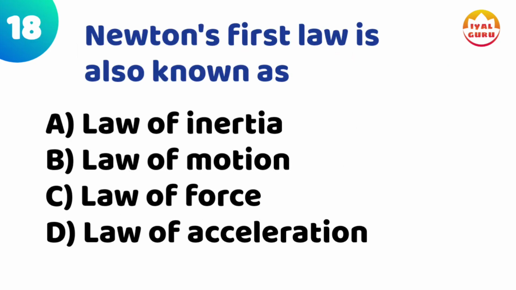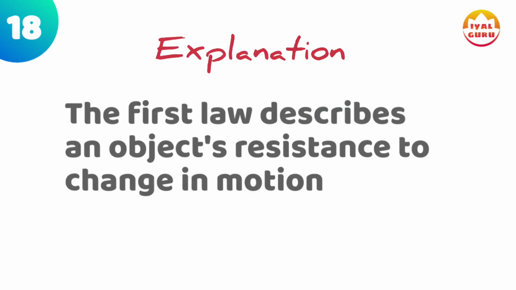18th quiz. Newton's first law is also known as. The correct answer is option A, law of inertia. Because the first law describes an object's resistance to change in motion.